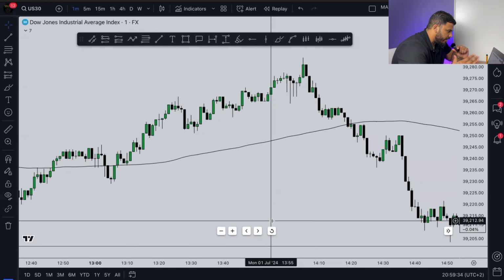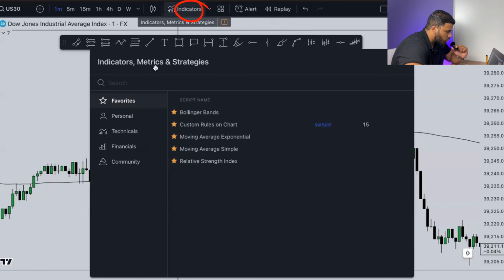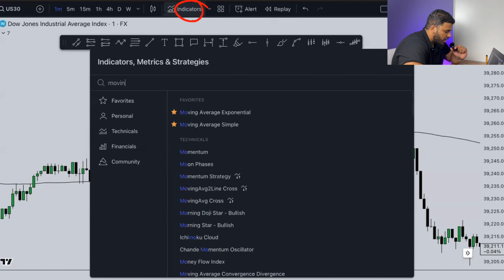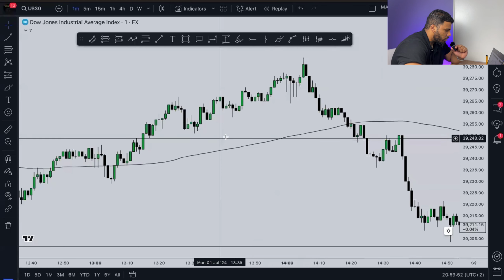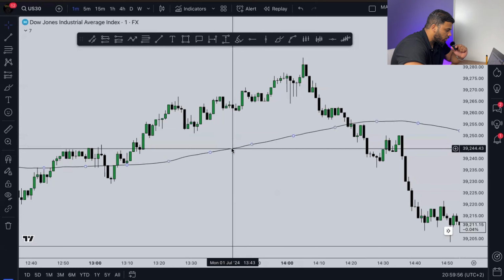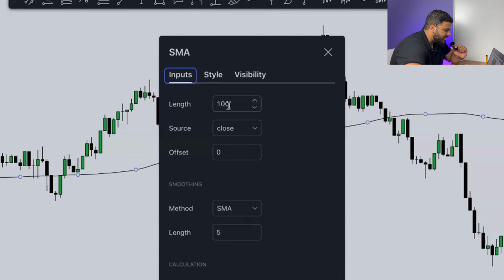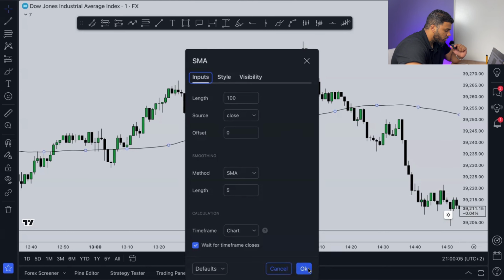So now that we're on the chart, traders, it's very important to note that for my entry on the Forex market, listen up, you need to have one of these indicators which we call the moving average. You're going to go to indicator on top and search moving average, simple, the one over here, click on it and it'll go on your chart. Now you need the settings, okay? There's a specific setting, so you click on here and you put in 100. Style, black. Once that is done, you say okay.